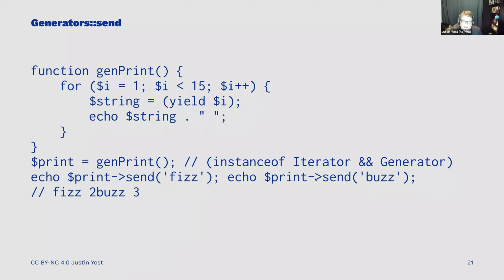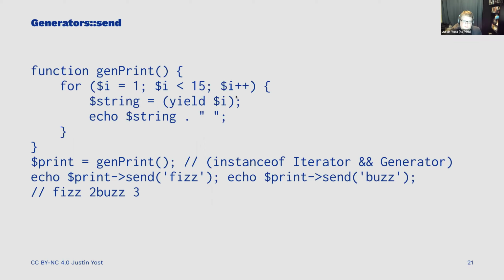And it says, oh, echo print send buzz. Again, buzz says, hey, find the first yield. We're at the first yield, right? Push buzz in. So push buzz in, that becomes the string. So echo buzz and then space, right? Echo buzz space.